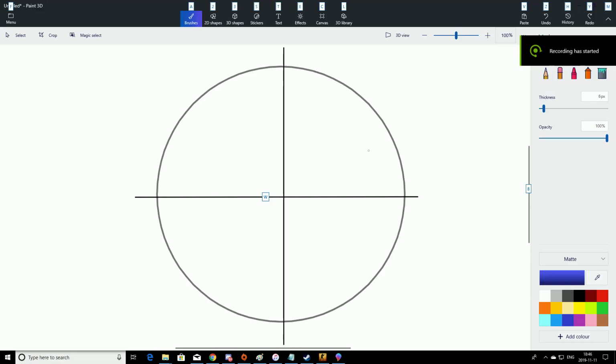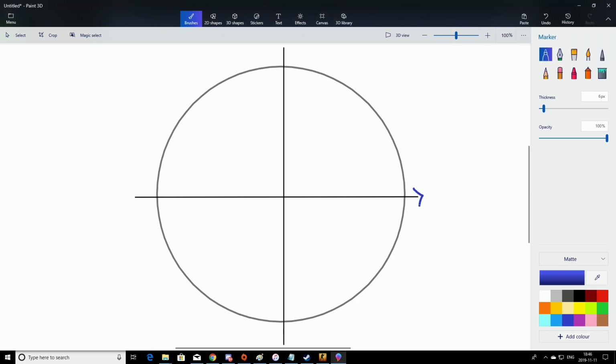So we are told that the objective is to fill out the unit circle. So first I'm going to start by labeling my axes. Here is the x-axis and here is the y-axis. This is going to be useful for later.